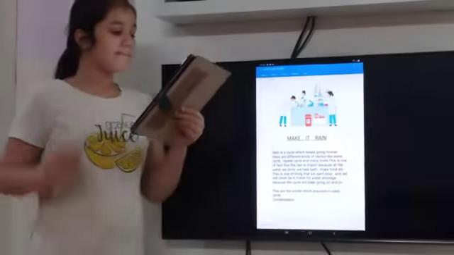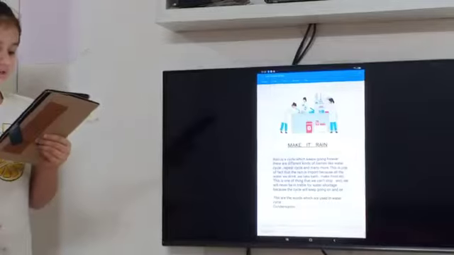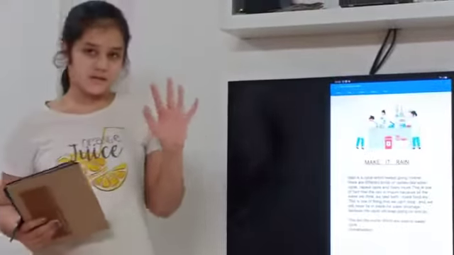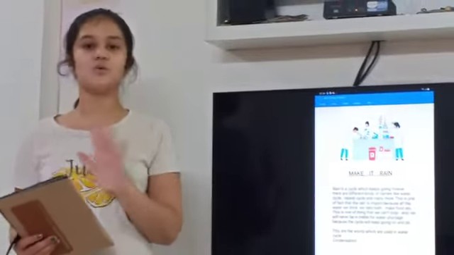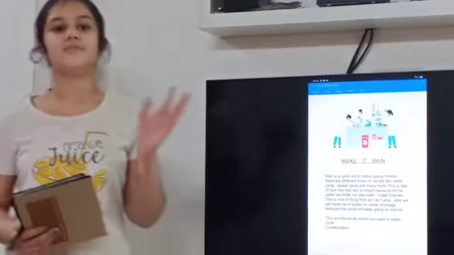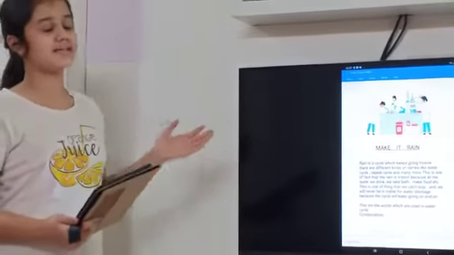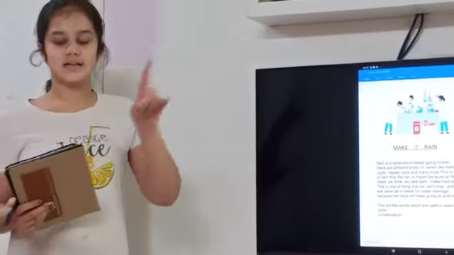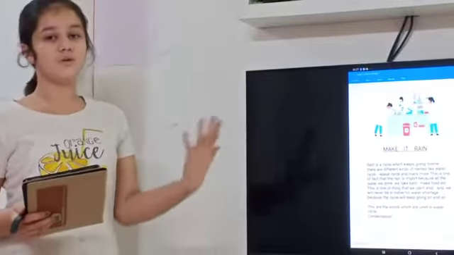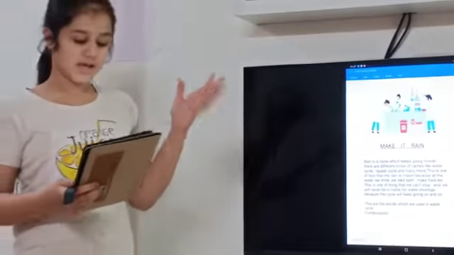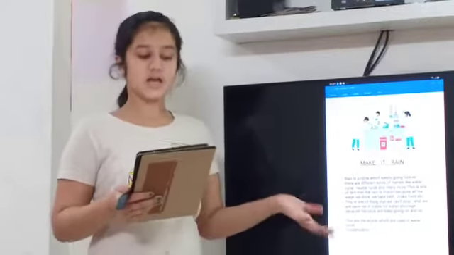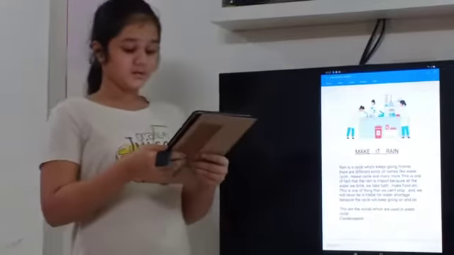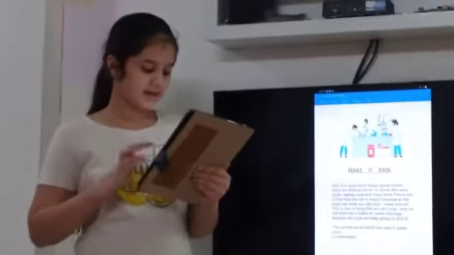So, make it rain. The rain is a cycle which keeps on going. If there were no rain cycle, in our country in each and every place there would be a loss of water, because the rain cycle keeps going on. You will know what kind of cycle it is and what the names of the parts of the cycle are. These are the few words which are used in the water cycle.